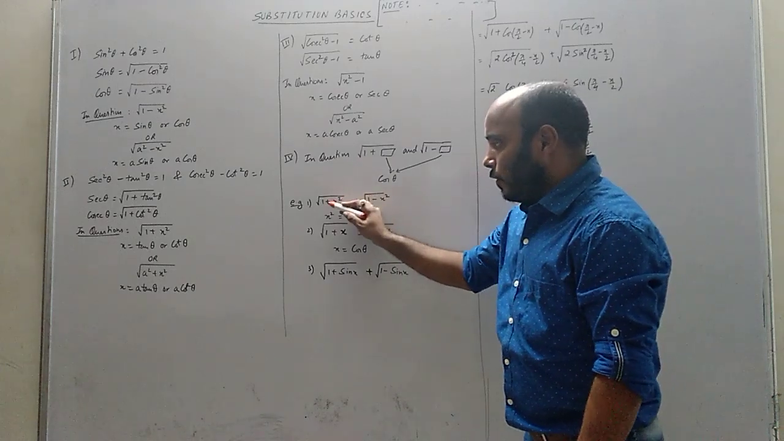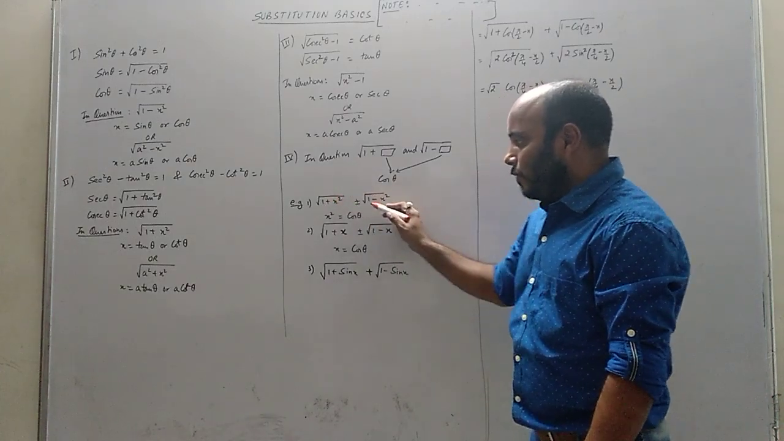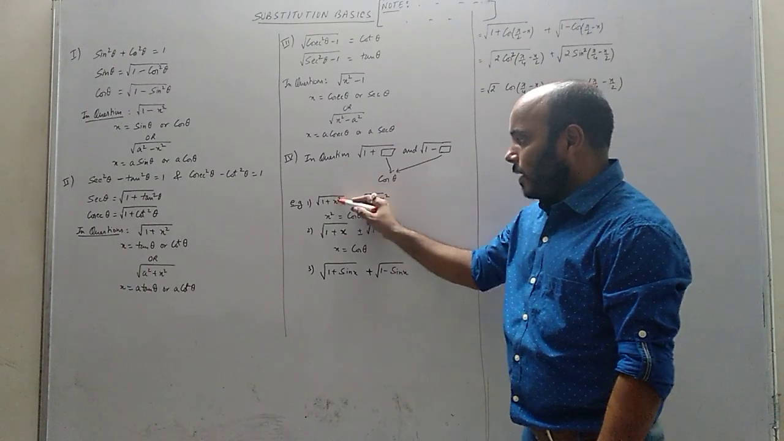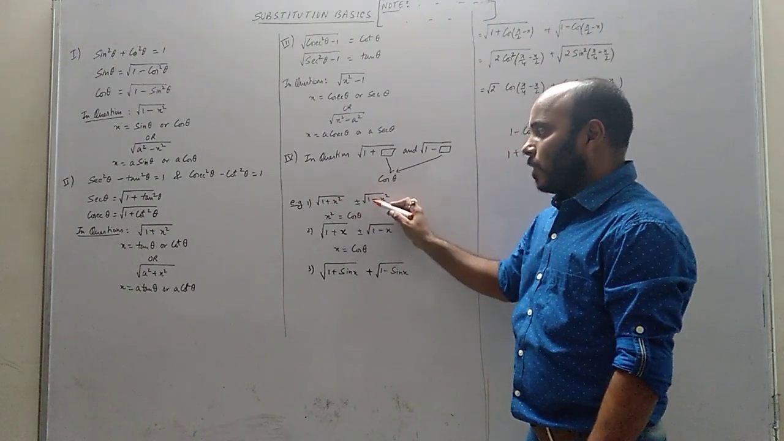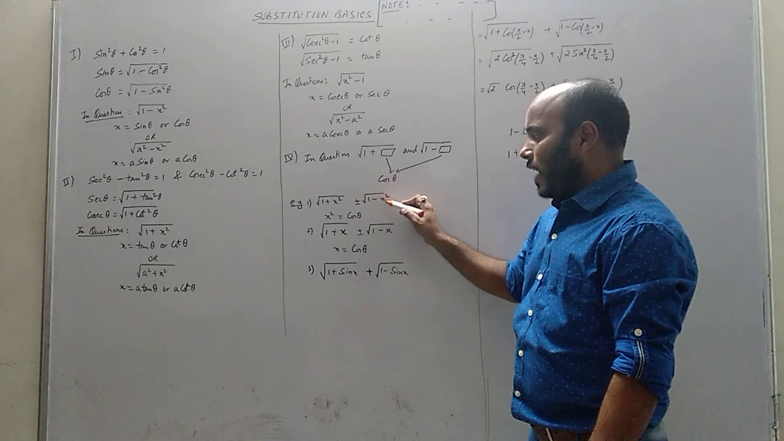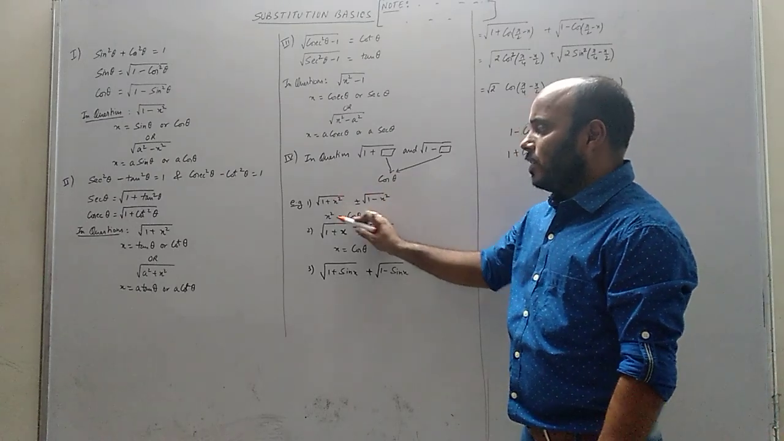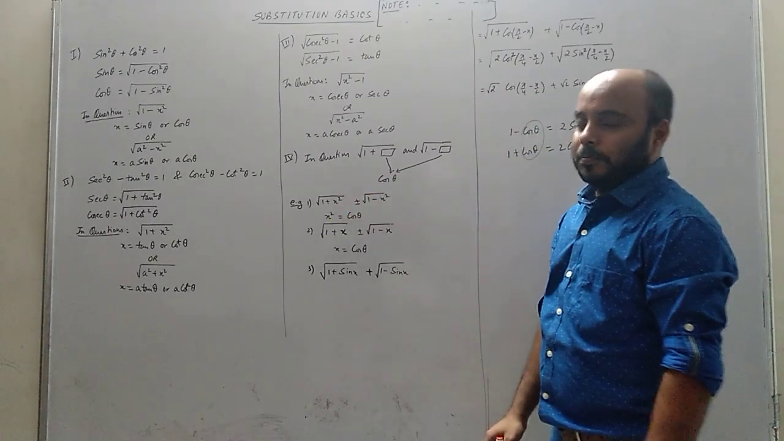So see, with 1 plus what do we have? X square. With 1 minus what do we have? X square. They look the same. And we have 1 plus and 1 minus both in the question. That means whatever we have here, that should be equal to cos theta. So x square equals cos theta, we will substitute.